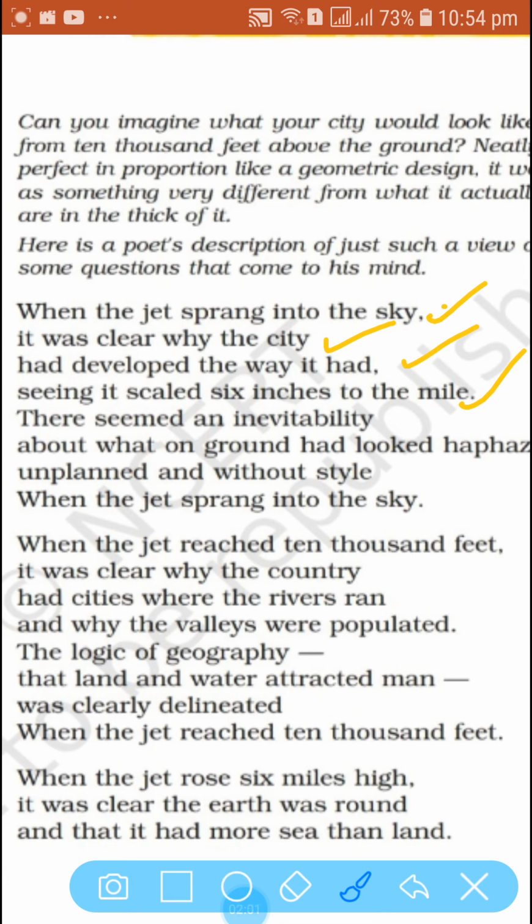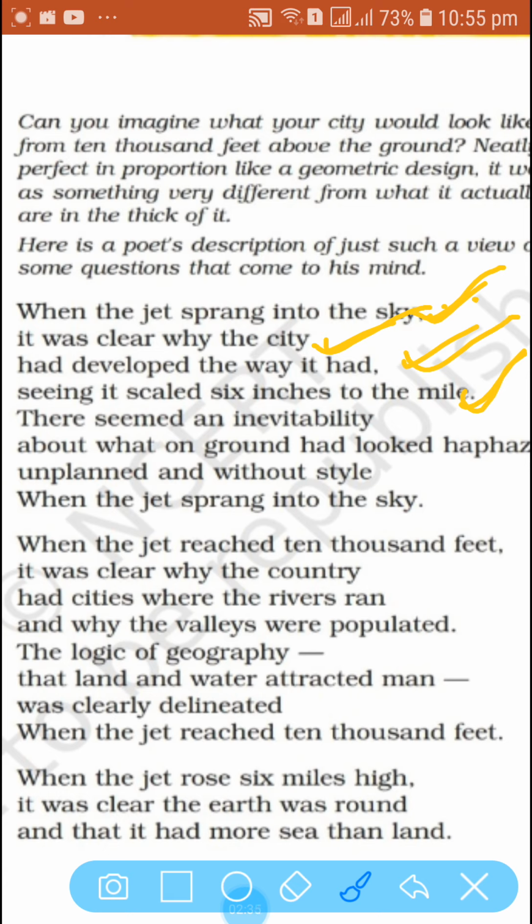Now let us come to the 5th line. There seemed an inevitability. Now can you get anything similar? Yes, it is. Okay, let me first give the names to the first 4 lines. There is no rhyming tone, so I would give these 4 lines 4 different names as A, B, C, D. First 4 lines A, B, C, D.